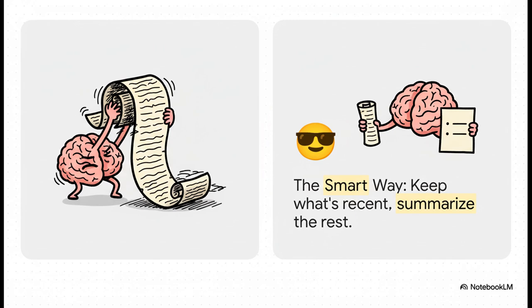So what you're looking at here is a huge shift in how we think about this. The old way, on the left, is like forcing the AI to remember every single word of a book. The smart way is to model human memory. You know how you can remember the last few sentences someone said perfectly? That's your short-term memory. And you have a solid summary of what you talked about before that. That's your long-term memory. We're just going to keep what's recent and summarize the rest.